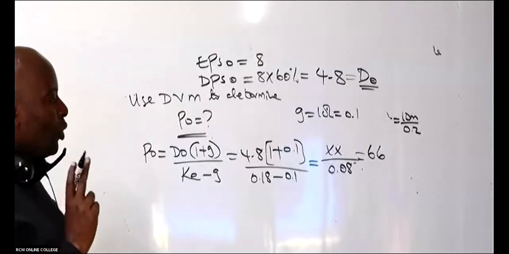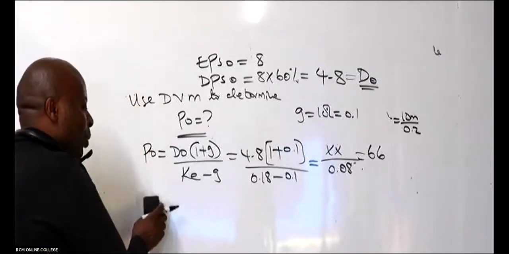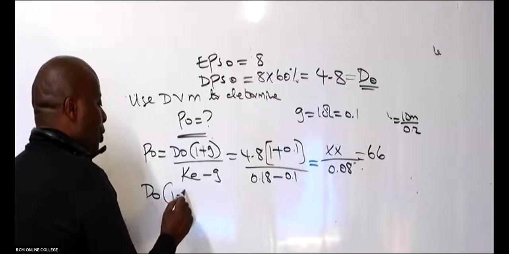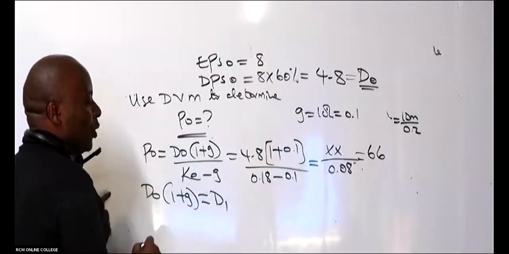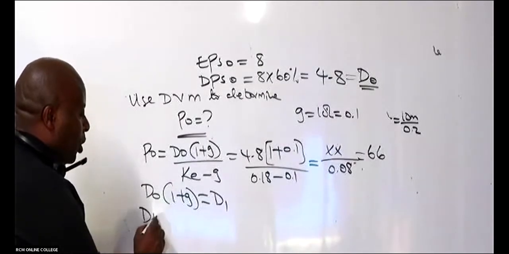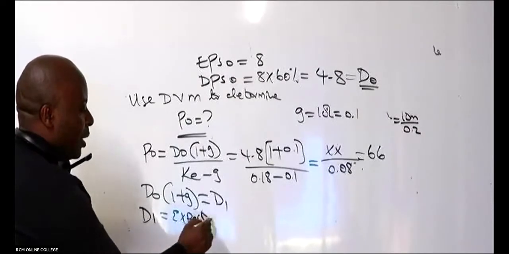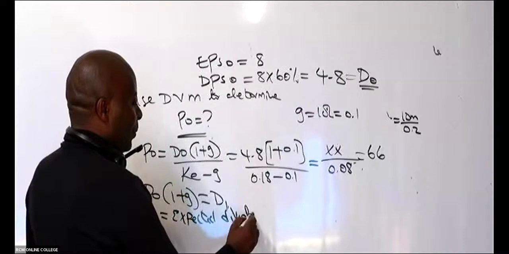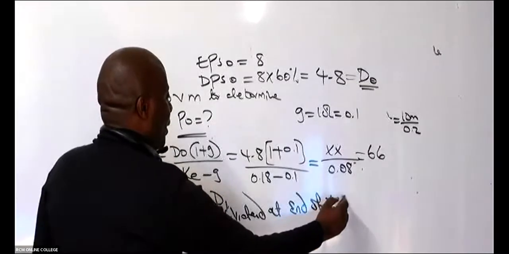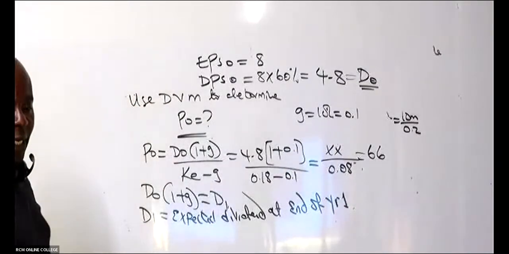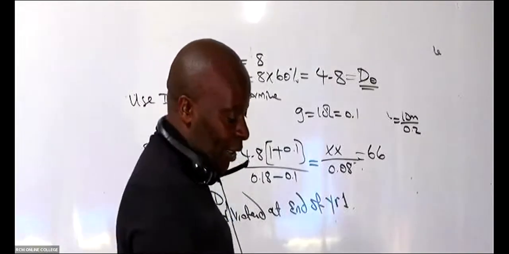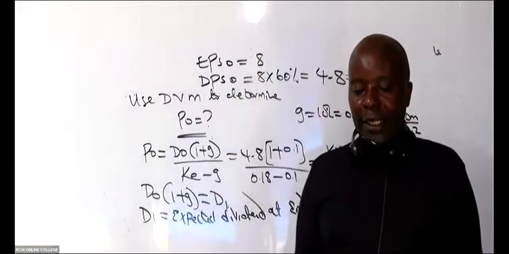Thank you so much. Now, as I go to option number 1, ladies and gentlemen, it will be important for you to also take note of the following. That this D0 into 1 plus g is the same as D1. And the D1 is what we call the expected dividend at the end of year 1.